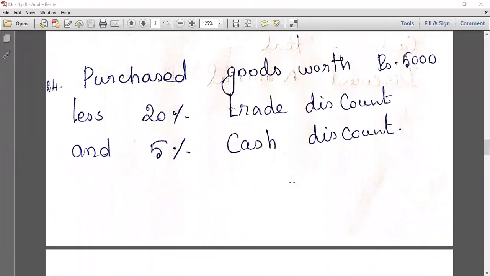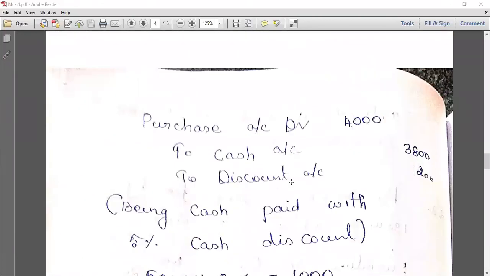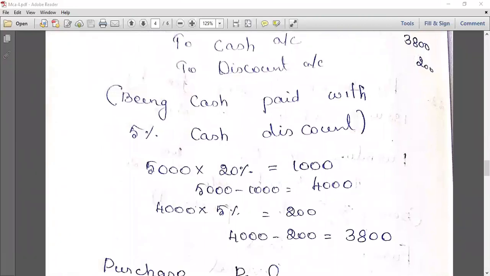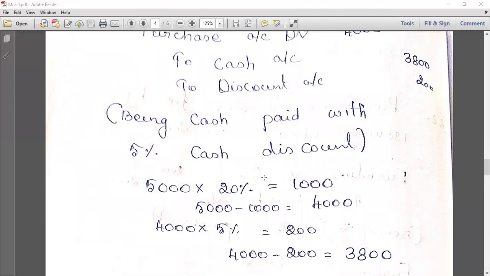Next, purchased goods worth rupees 5000 less 20% trade discount and 5% cash discount. So trade discount is 20% of 5000. So it is 1000. So the amount is 4000. Now we have to pay only 4000 rupees. It is called a trade discount. When we purchase up to the highest limit, the trader provides the trade discount. The discount is 20%.